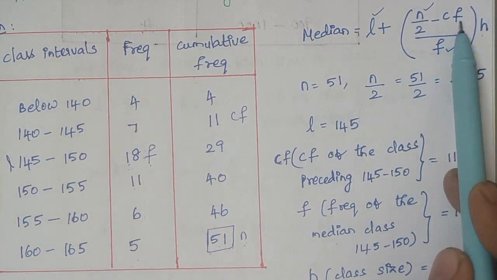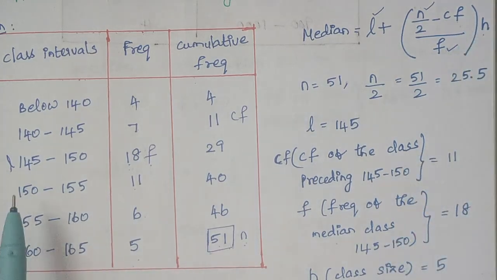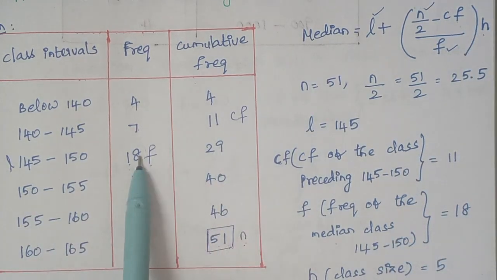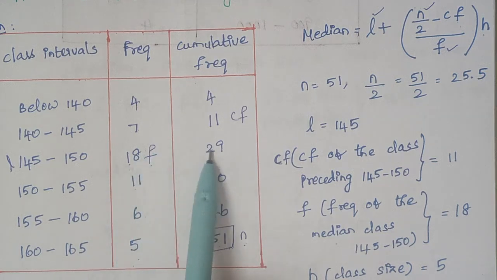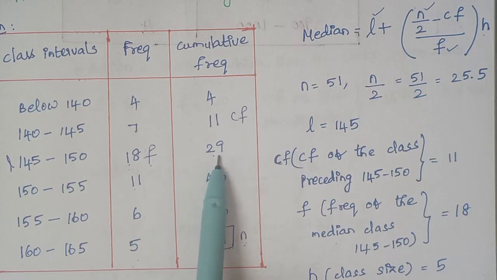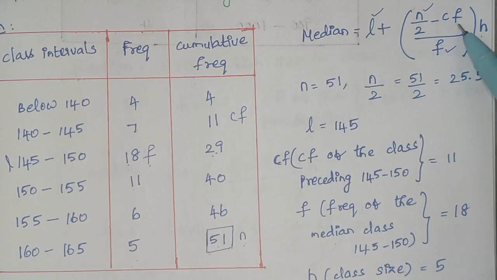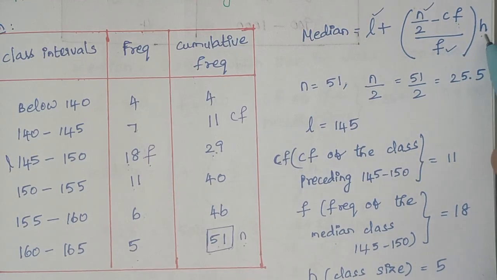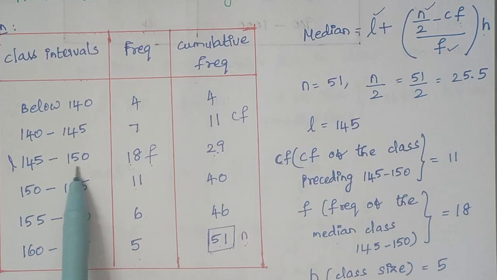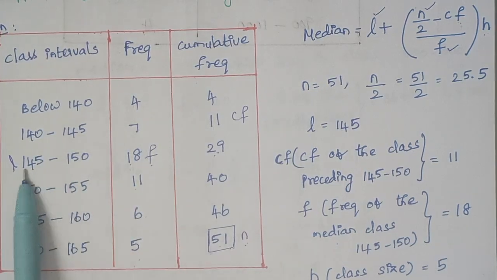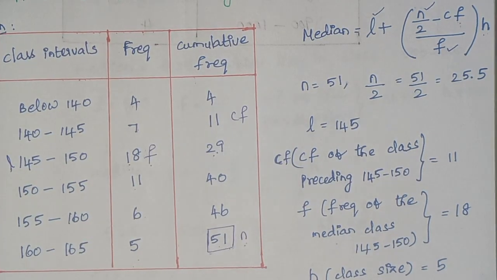So for cumulative frequency, you see the maximum frequency over here is 18, and the respective cumulative frequency is 29. So here we have to select the cumulative frequency value which is prior to this. Prior to this value is 11. So the value of cumulative frequency is 11. What about h? The value of h is nothing but the difference between the interval limits. So 150 minus 145 gives you 5.